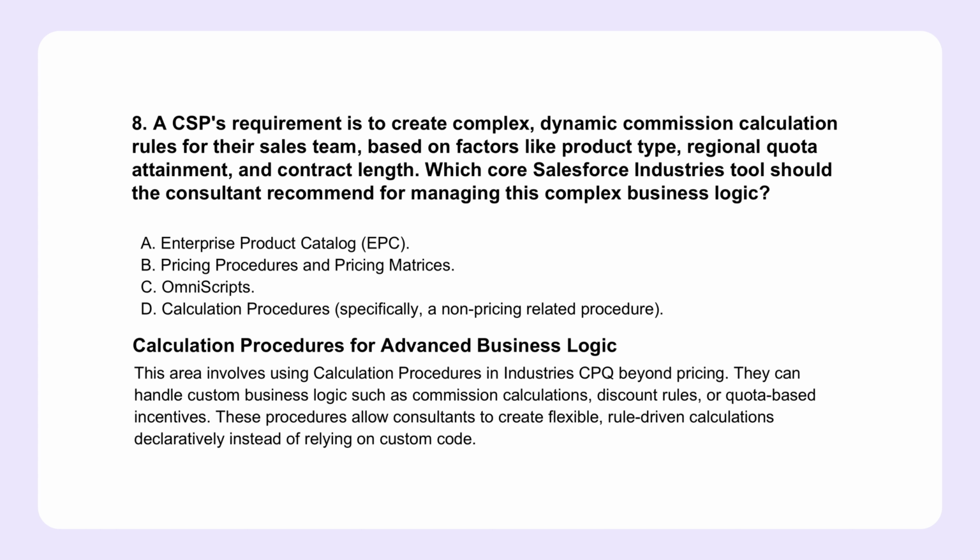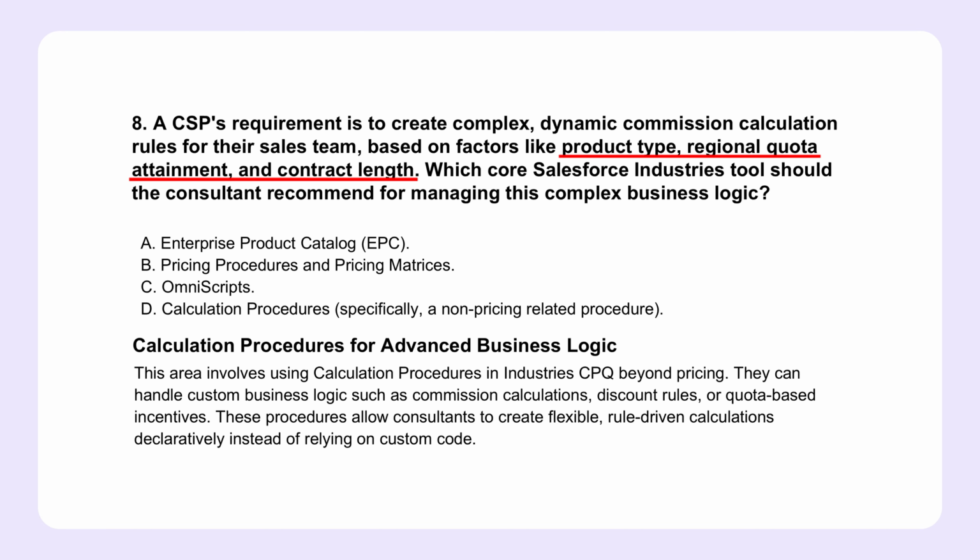Let's forget pricing calculation for a second. Okay. We need to create highly complex dynamic commission rules for the sales team. The payout percentage is calculated based on, say, 3 different variables: regional quota attainment, the specific product type they sold, and maybe the contract length the customer chose. This is complex, non-pricing logic. Right. Very dynamic, multivariable stuff.